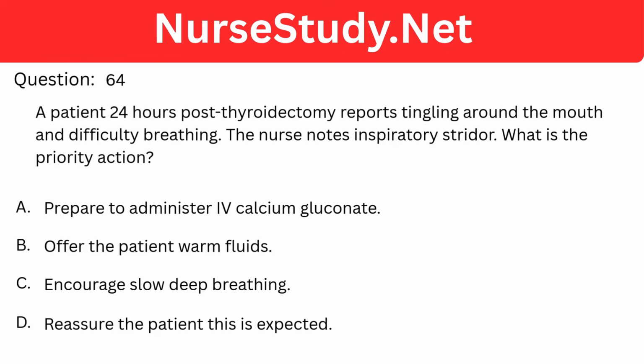Question 64. A patient 24 hours post-thyroidectomy reports tingling around the mouth and difficulty breathing. The nurse notes inspiratory stridor. What is the priority action? A. Prepare to administer intravenous calcium gluconate. B. Offer the patient warm fluids. C. Encourage slow, deep breathing. D. Reassure the patient this is expected.